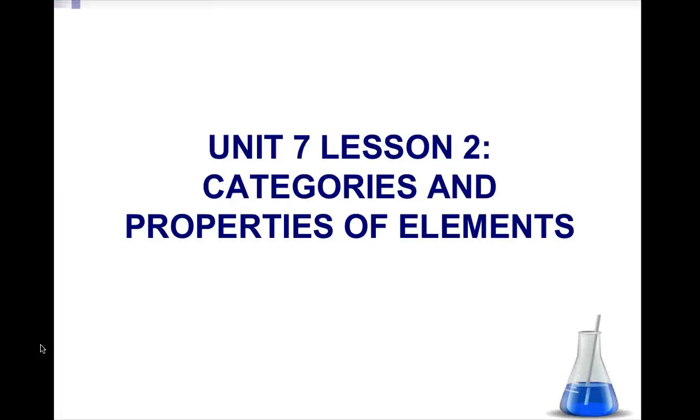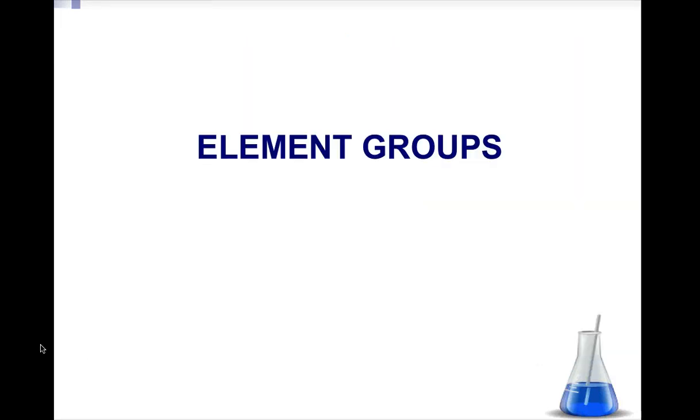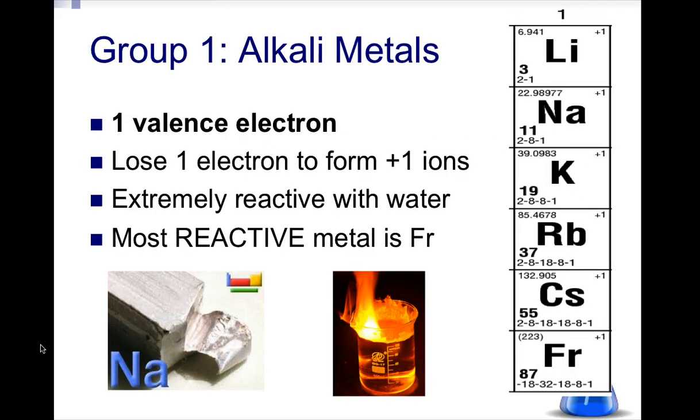Unit 7, Lesson 2, Categories and Properties of Elements. We are going to look at the metals, nonmetals, and metalloids and their location on the periodic table. The element groups. Group 1, these are the alkali metals.